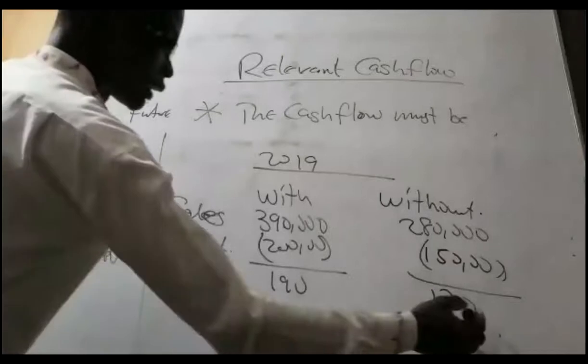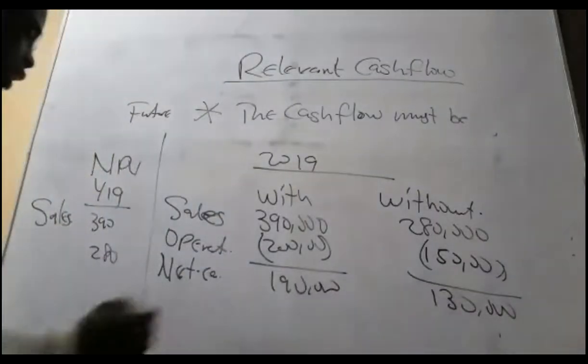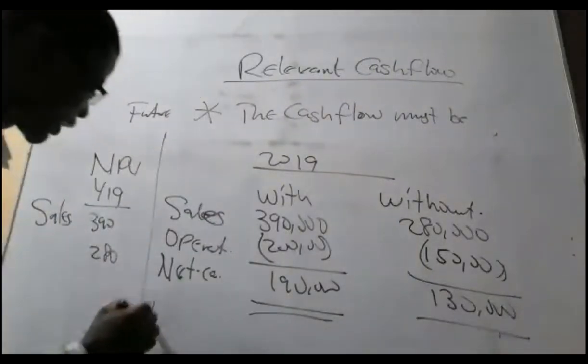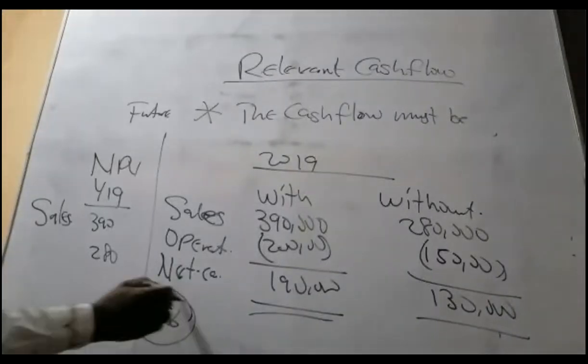Great, 130,000. And then we are done. That's the next. Discount factor is 10%. Calculate the NPV. The cost of capital is 10%.